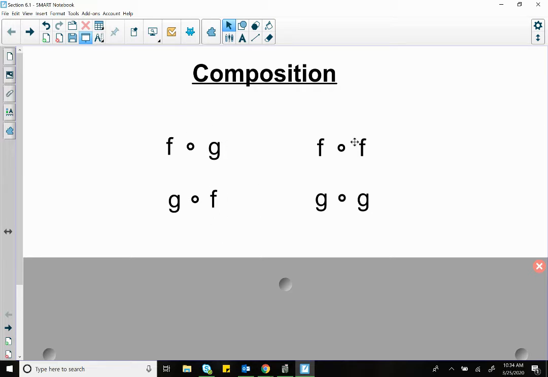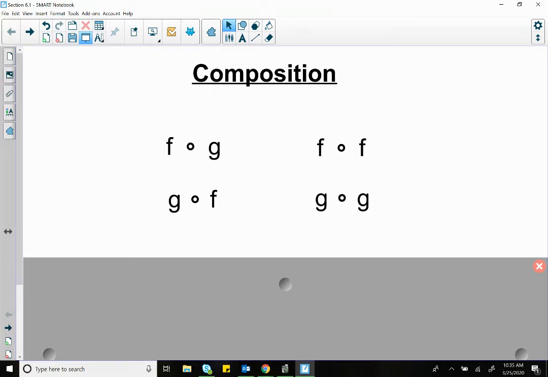Same thing. All these second letters that you see here, they are going into the function. So I usually call the second letter the first function, and then this is the second function. So it's kind of backwards to your thinking. And you also hear me call this fog, gof, fof, and gog. So instead of saying f of g, it'd just be like fog, or g of f, I'd say gof.